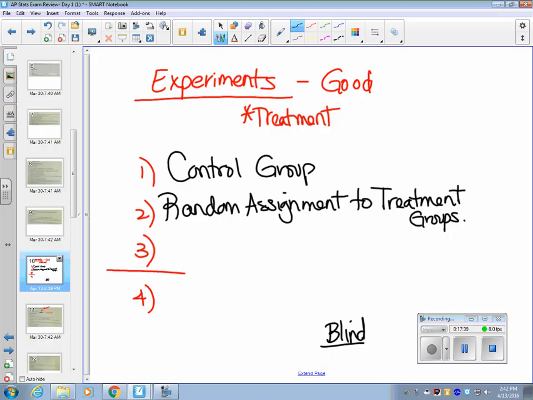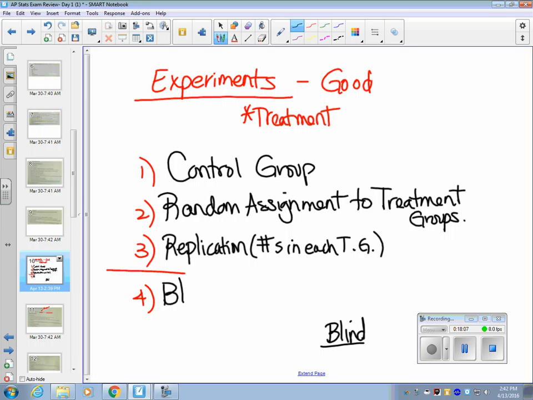Shouldn't you have more than one person in each treatment group? We called that replication, if you remember. So I'm going to write replication, but basically it just means you want to have enough people in each treatment group to really measure and see if it's a thing. So we'll say numbers in each treatment group. The last one we can sometimes do, not always, but oftentimes, is blocking, something that we will do in good experimental design. What's blocking?